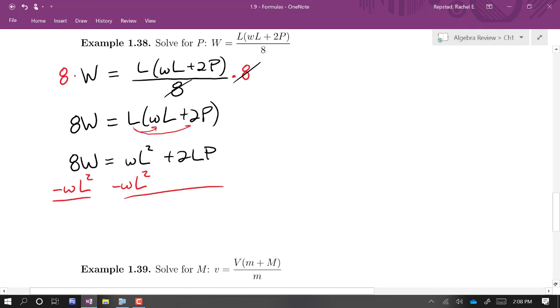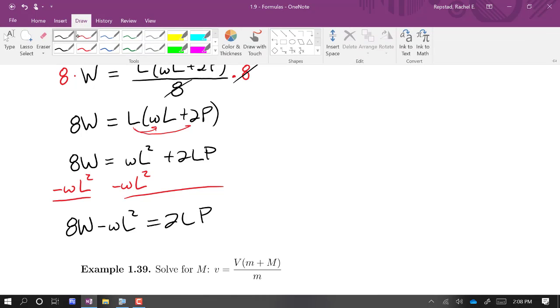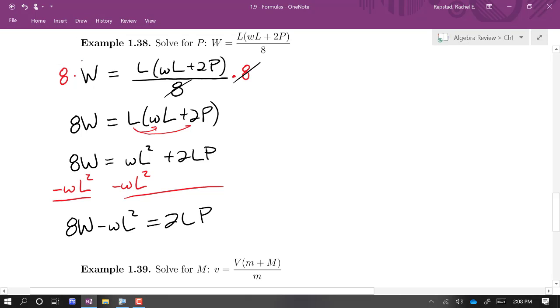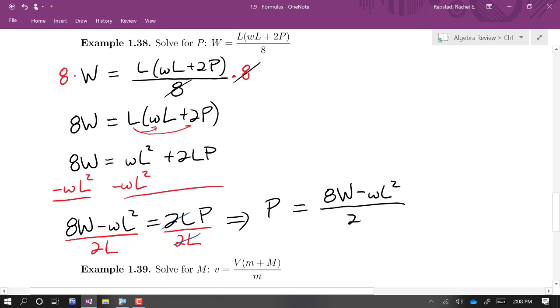So on the left side we get 8 big W minus little w L squared. On the right side we have 2LP. Now P is being multiplied by 2L. I can divide both sides by 2L. I can take care of both of those factors at the same time. So once we do that, on the right side the 2L's cancel, and then we have P equals that fraction, 8 times big W minus little w L squared, all over 2L. And I'm going to leave it like that.